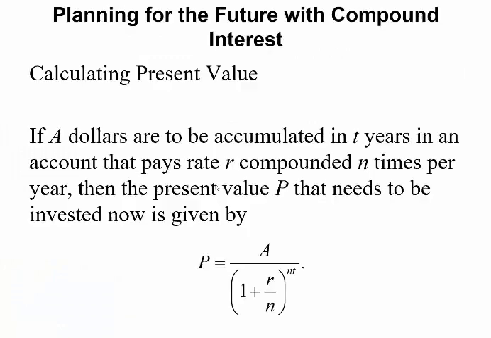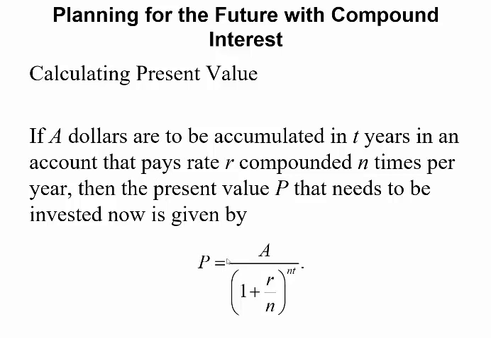All right. So I want to talk now about calculating the present value of a loan, or present value of money in a bank. So if A dollars are to be accumulated in T years in an account that pays R compounded N times per year, then the present value, so how much the value of the account is in today's dollars that needs to be invested, is given by the following.